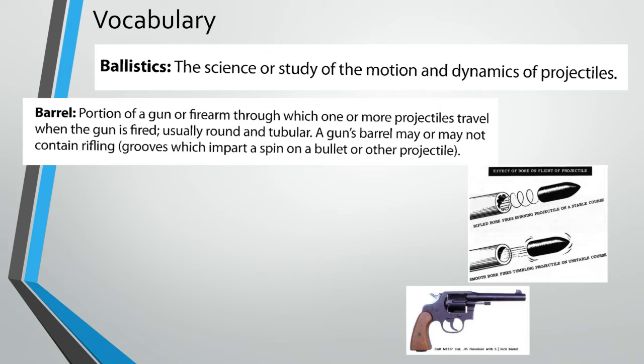A gun's barrel may or may not contain rifling, which are grooves which impart a spin on a bullet or other projectiles. As you can see in this image, the bullet is spinning because of those grooves on the inside of the barrel called rifling. Without them, the bullet would not spin.